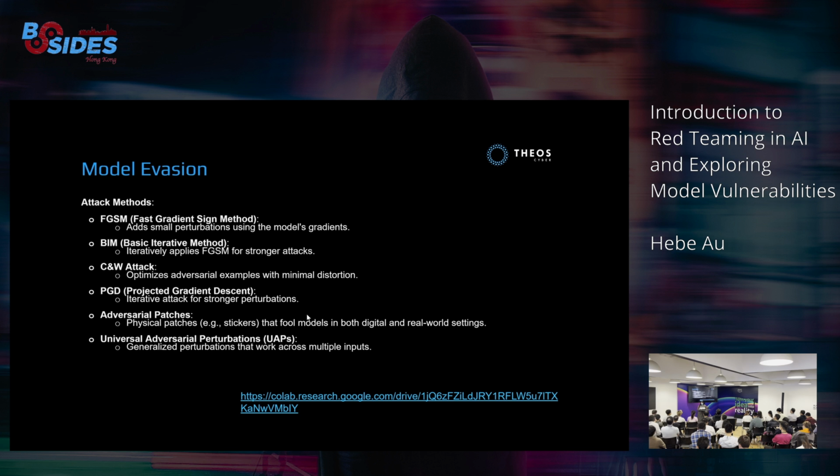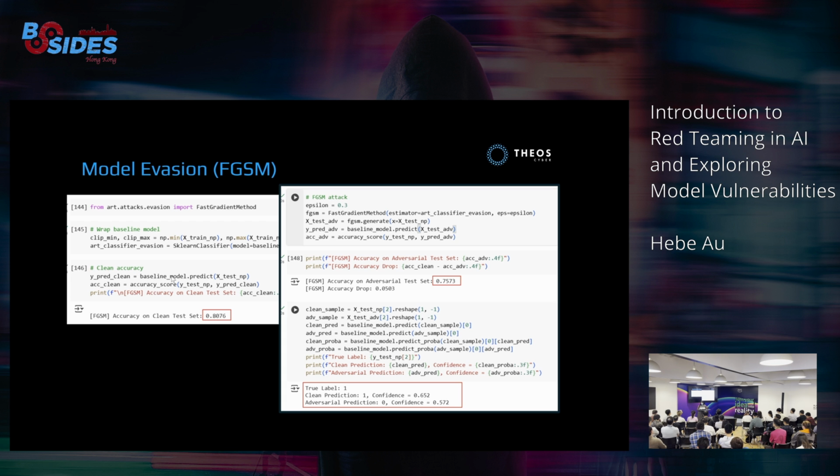So here are the attacks. Actually, I don't want to go through them one by one. Here I will give you an example of FGSM, the Fast Gradient Sign Method. Here is a sample. I trained a model, and I use the test data set to evaluate the baseline model. You can see that the accuracy is 80%.